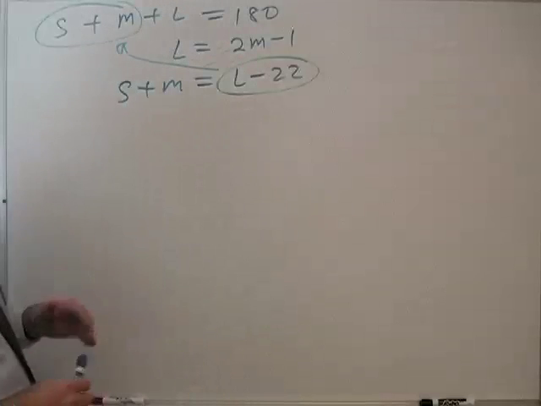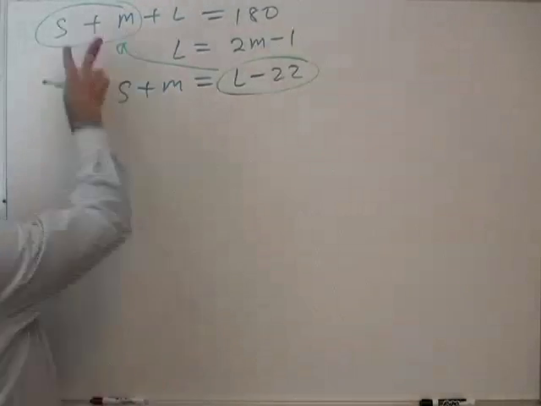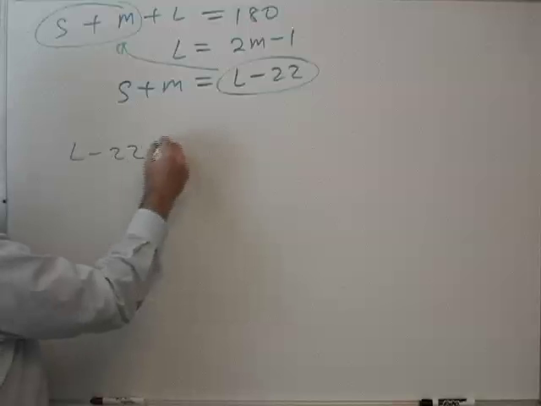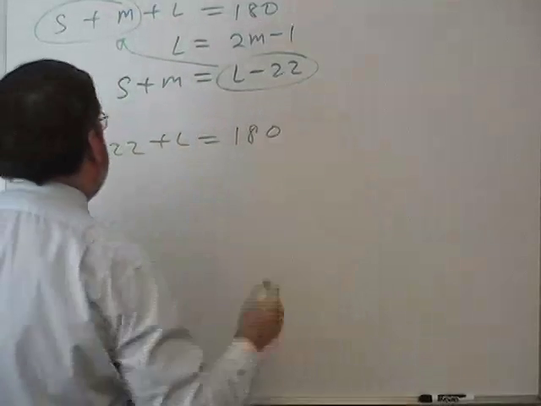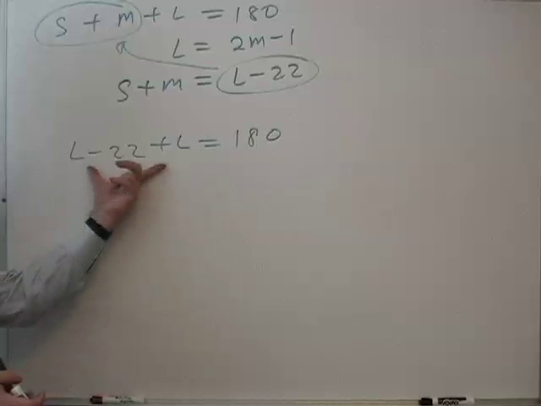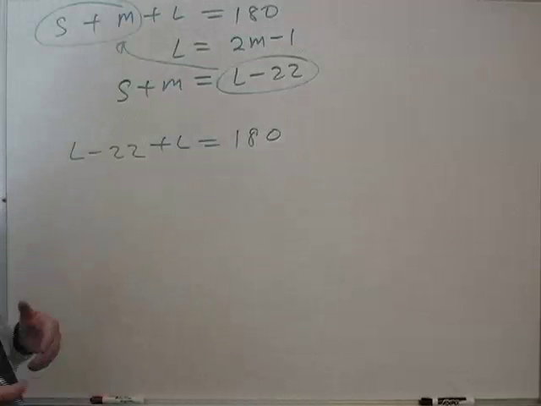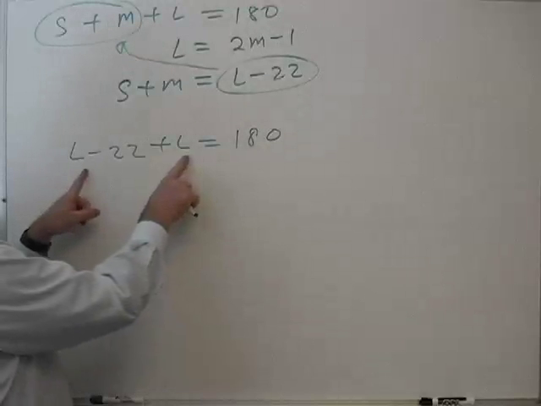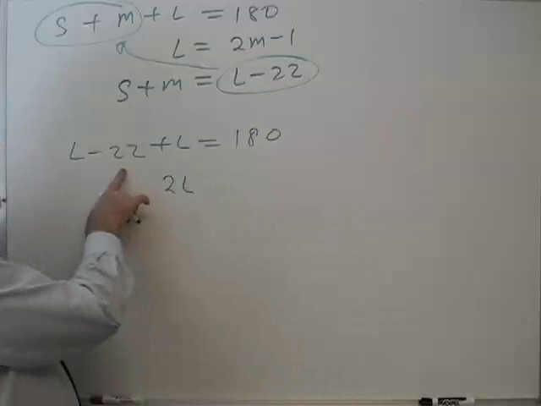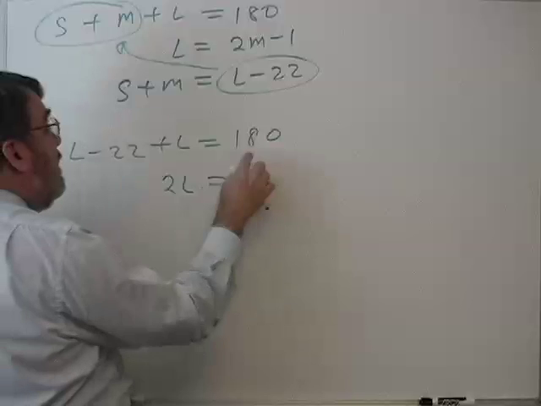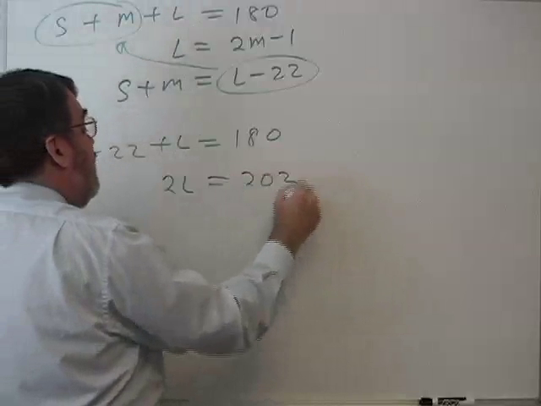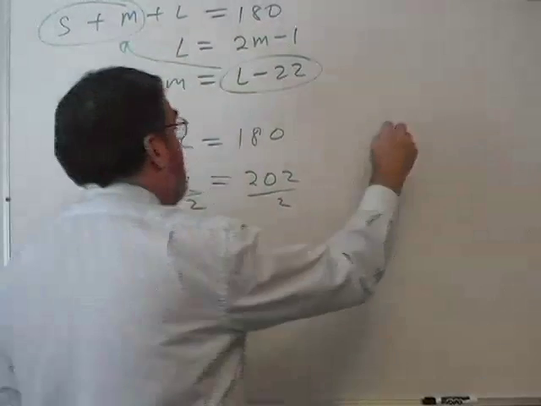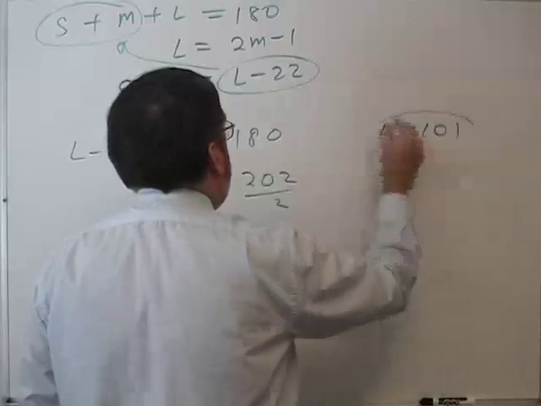And look what happens. Now we've eliminated two variables, but replaced them with a third one. So I have L minus 22 plus L equals 180. Because there's only L's in the equation, we're able to calculate what L is. So I'm going to combine these terms. I have 2L, and by adding 22 to both sides, this 22 cancels. 180 plus 22 is 202, divided by 2, and L is 101. So we'll put that over there.